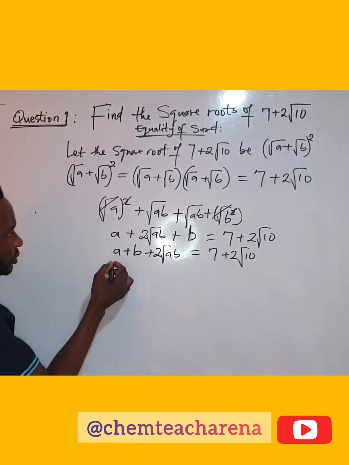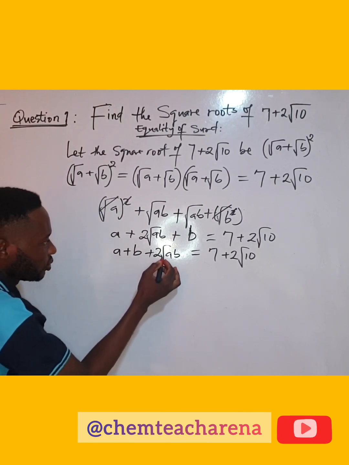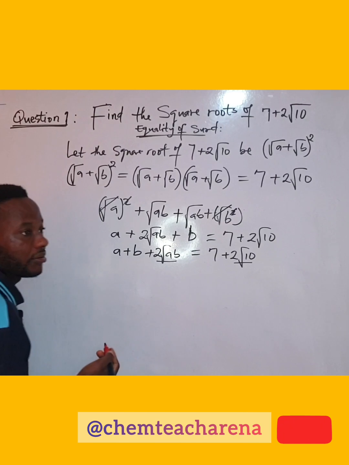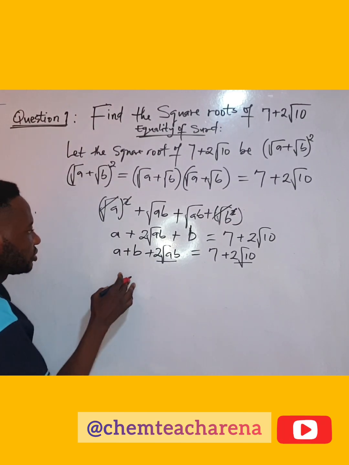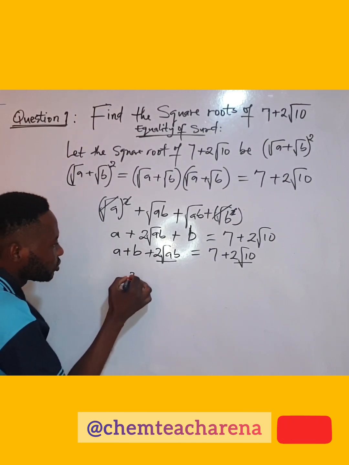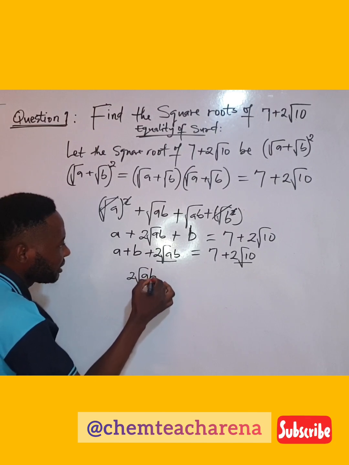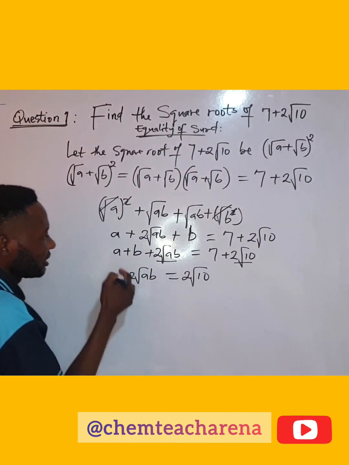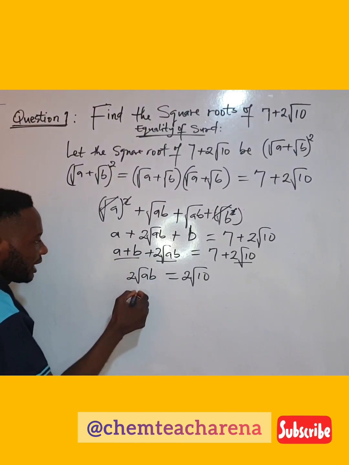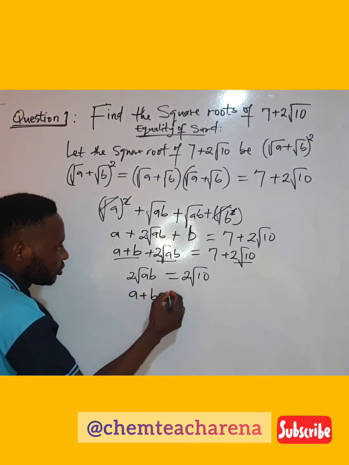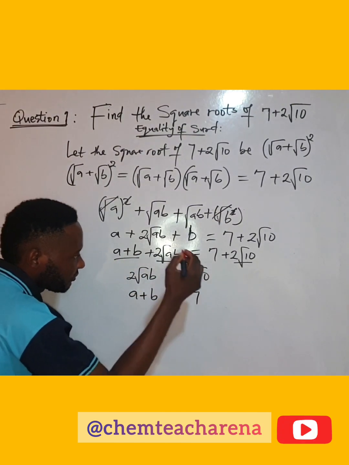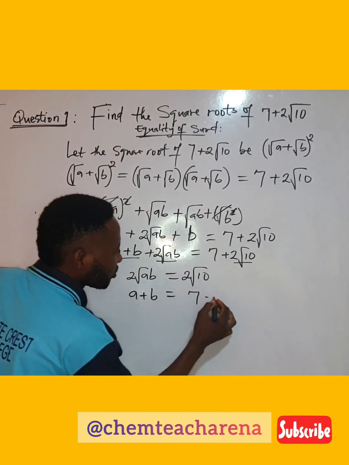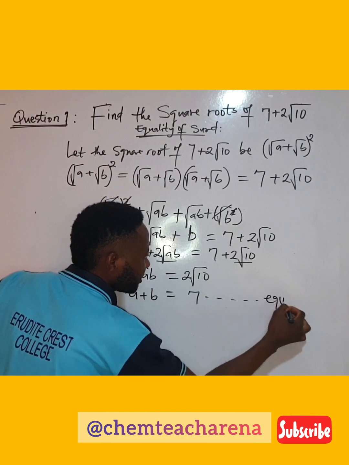Now look very well now. You will see that this 2 root ab is similar to this 2 root 10, right? Since they are similar, this is what you will do now. Then you will say that 2 root ab equals 2 root 10. Then this second one here, we have a plus b. We now equate it to 7. So we can call this one equation 1.